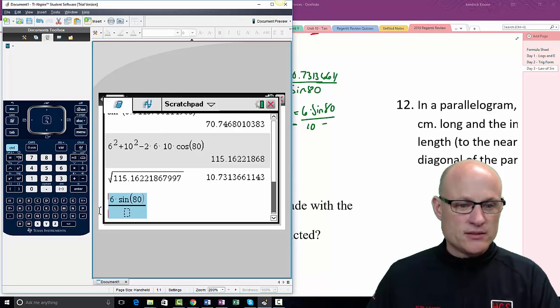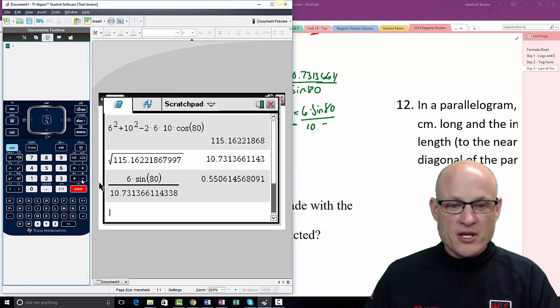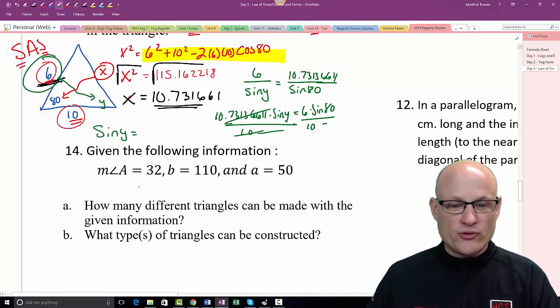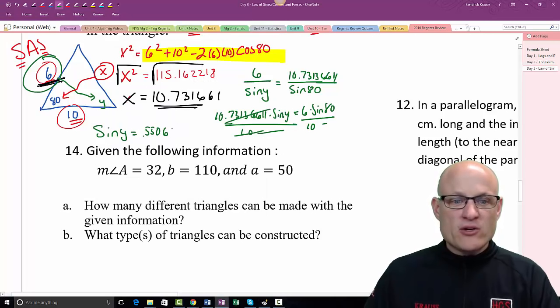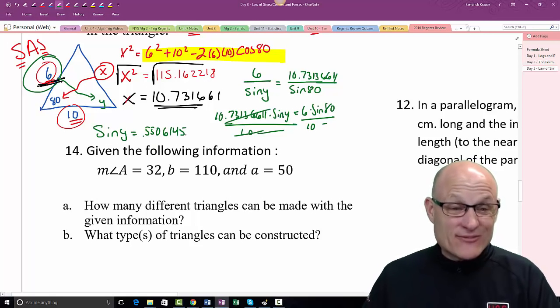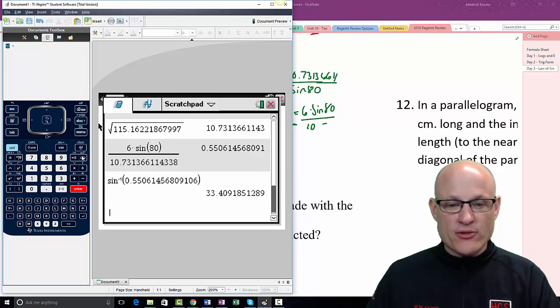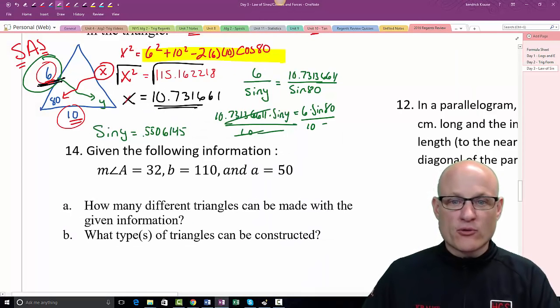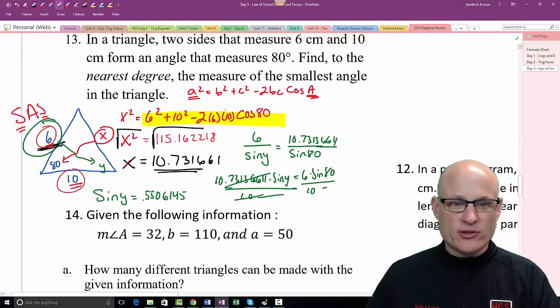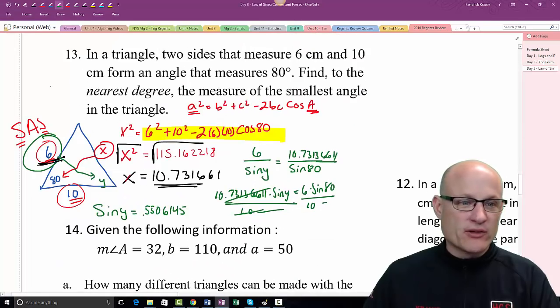Divided by... well, it's going to have a hard time getting it there. So I'm just going to do control answer, because that's whatever the last answer is. Enter. You get some weird decimal, 0.5506145. Remember, the last step is always inverse sine. So we're going to do menu, trig, inverse sine of that. And we get 33.409. What does it say, round to the nearest degree? So the answer is 33 degrees.